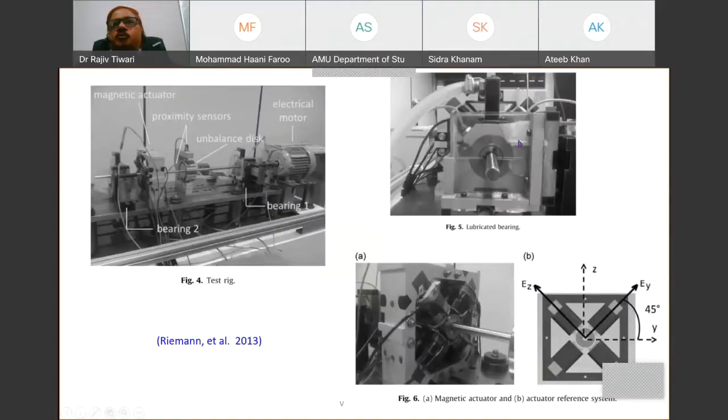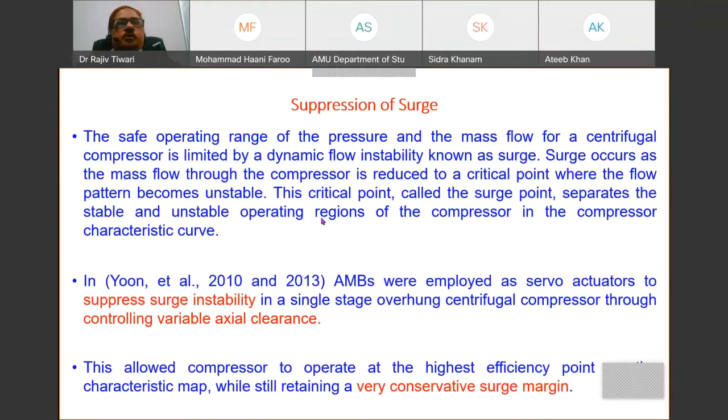So this is the fluid film bearing, and the instability may come from here, and they used a magnetic bearing to suppress the oil whip instability. Even in compressors, there is an unstable phenomenon, the surge phenomenon, in which the flow of the compressor air gets disturbed, and that is an unstable state of the compressor.